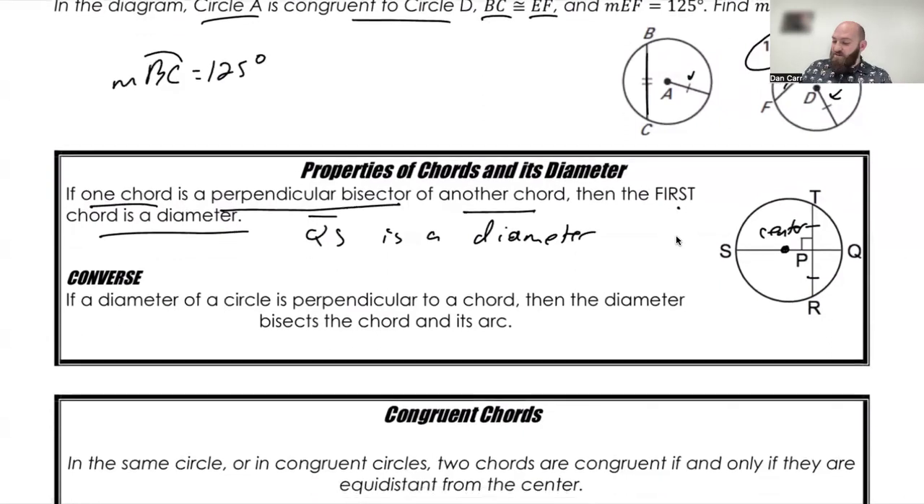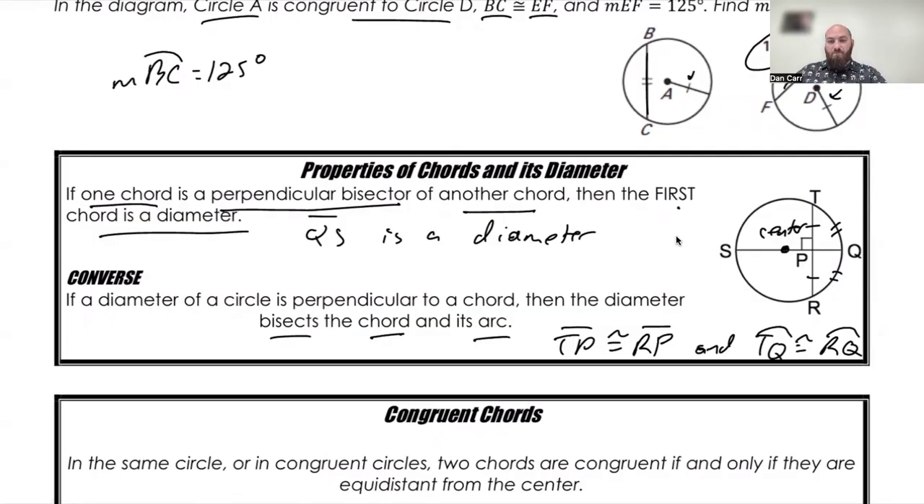If a diameter of a circle is perpendicular to a chord, then the diameter bisects the chord and its arc. So it just works both ways. That's the converse idea. What we said before was, if we know for a fact that it's perpendicular and this is bisected, it has to be a diameter. But let's say we know for a fact we have a diameter and it's perpendicular to a chord. Then we know that this has to be congruent here. We also know that these are congruent. So we know that both TP is congruent to RP and arc TQ is congruent to arc RQ.